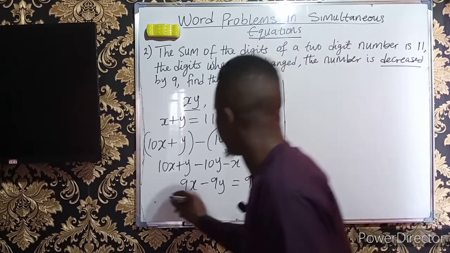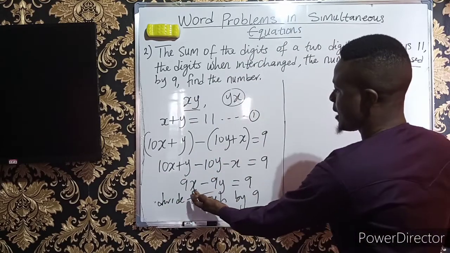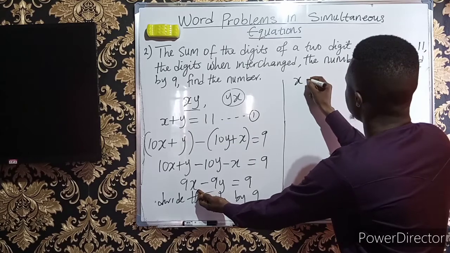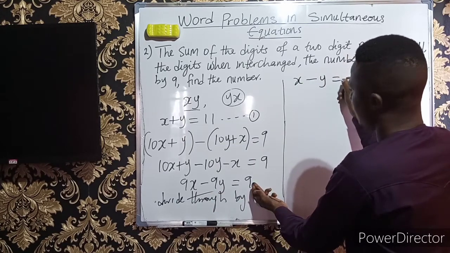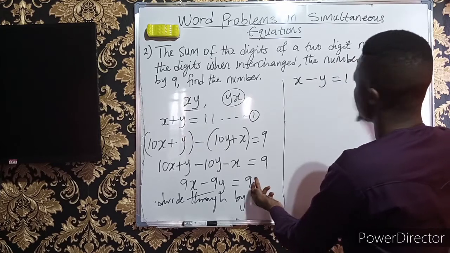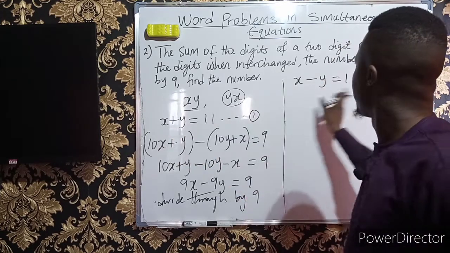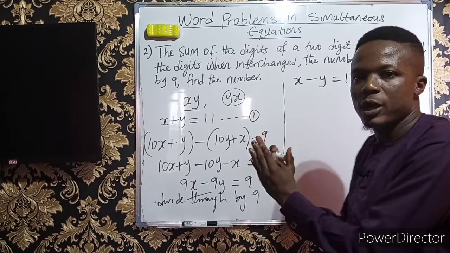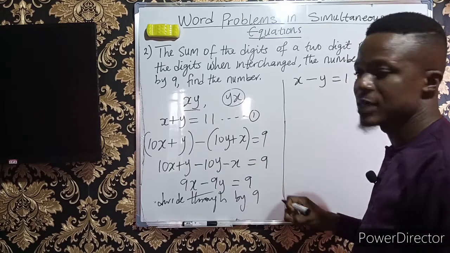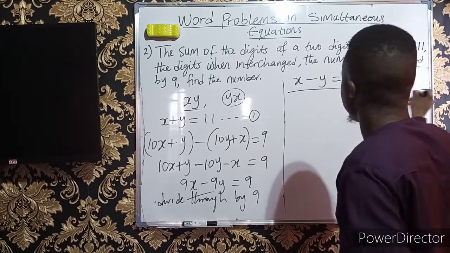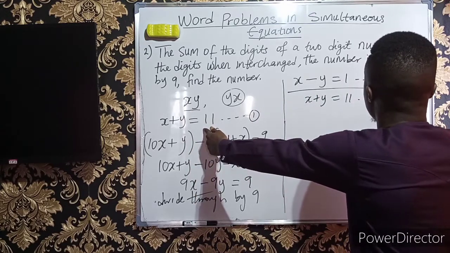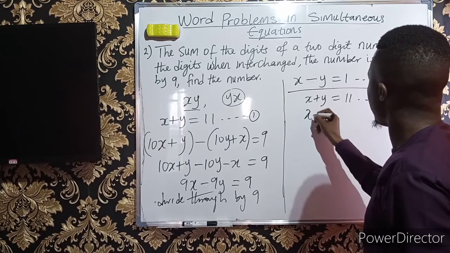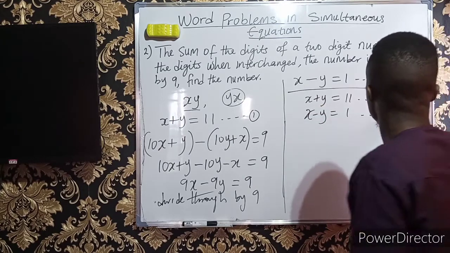So divide through by 9. When I divide 9x by 9, I'll have x. If I divide 9y by 9, I'll have y. Divide 9 by 9, I'll have 1. So this is now equation 2. So I have formed equation 1 and equation 2. Now let me bring them together and solve to get the values of x and y. So I can write x plus y is 11, equation 1, and x minus y equals 1, equation 2.